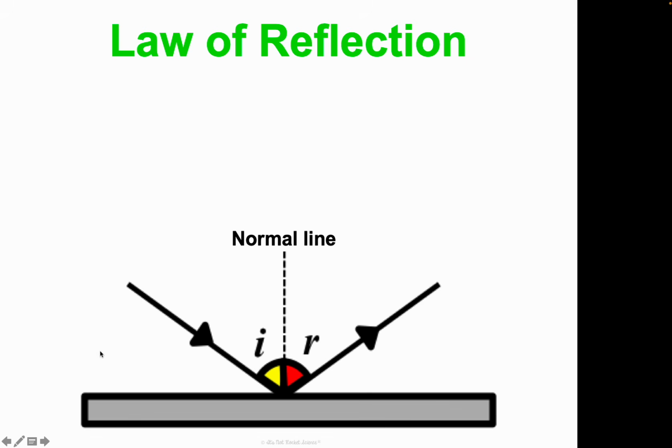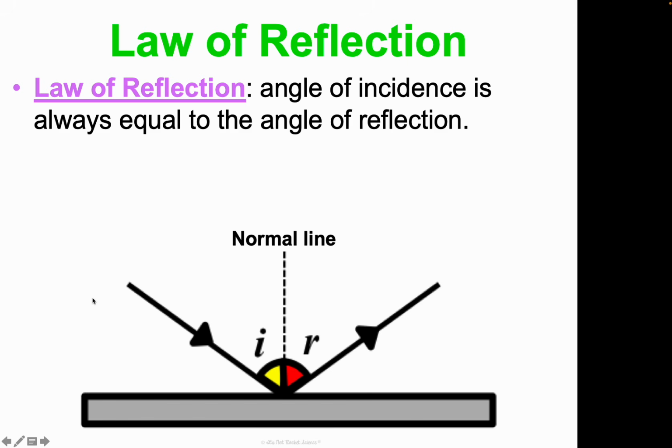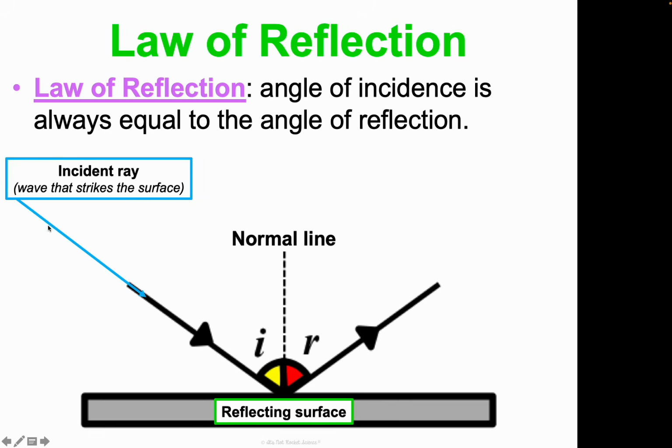Now, something I want to address in regards to reflection is this concept of the law of reflection. So what we see is that the angle of incidence is always equal to the angle of reflection. Here's what that means. So you have a surface right here. This is your reflecting surface. This would be like the surface of the water that we just saw in that last photo. The incident ray would be that light wave that is striking the surface of the water, the reflecting surface. The normal is the line that's perpendicular to this reflecting surface, and the angle of incidence is just the angle between the incident ray and this normal.